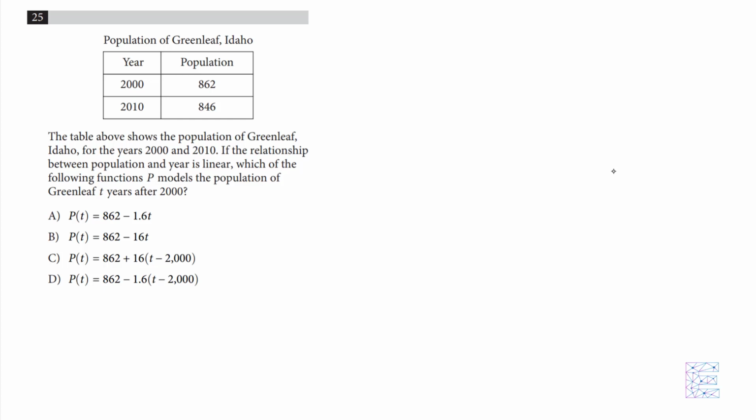The table above shows the population of Greenleaf, Idaho for the years 2000 and 2010. If the relationship between population and year is linear, which of the following functions P models the population of Greenleaf t years after 2000?